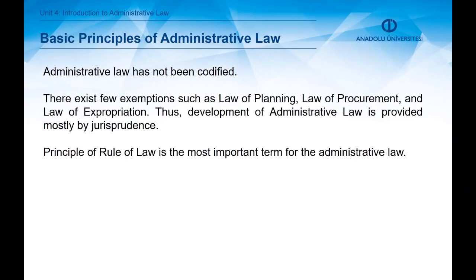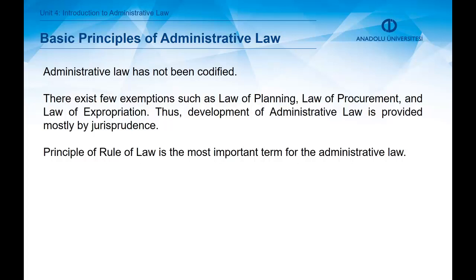Basic principles of administrative law. Administrative law hasn't been codified. So we have civil law, as you know. We have criminal law, and these departments of laws are codified, as you know. But administrative law is different than the other departments of law.